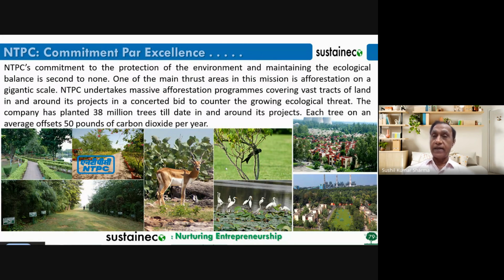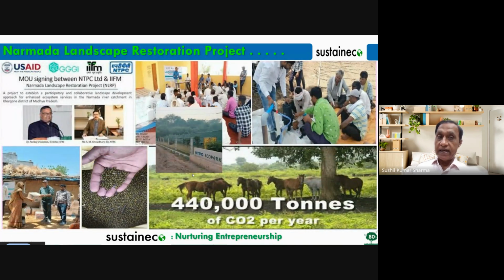Now, NTPC is in fact doing a lot of projects in the field of solar power plants in Rajasthan. And in Rajasthan also, NTPC is doing and will continue to do great afforestation work. As I have mentioned already, the company has planted 38 million trees, and they are continuing to plant 1 million trees each year. Each tree on average offsets 50 pounds of carbon dioxide during the year. So these are some wonderful real scenarios from various NTPC locations wherein ecosystem enrichment outcomes are visible. This is another wonderful example of international repute being executed by USAID and NTPC together.